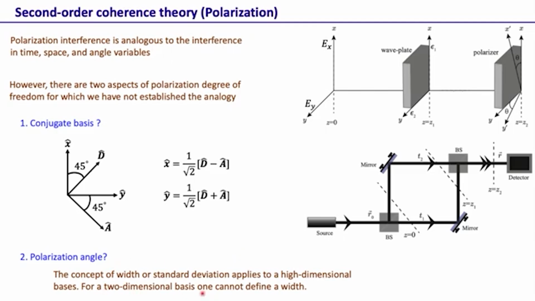But for a two-dimensional basis, where you just have two numbers, one cannot define a width. So this concept of polarization angle is not applicable here as it is in the case of time and space, but the concept of conjugate basis, we definitely can have it over here.